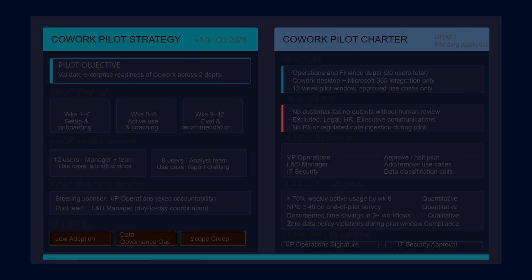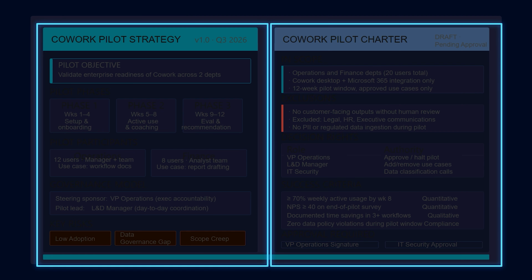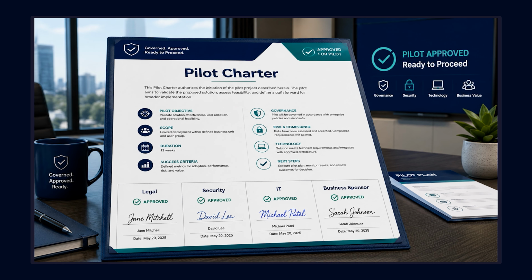In the first episode of this series, we covered the pilot strategy and the charter, the foundational decisions that determine whether a Cowork pilot is approvable at all. The charter named the scope, the exclusions, the decision rights, and the success criteria. It got signed before anyone touched the admin council. In this episode, we go one layer deeper.